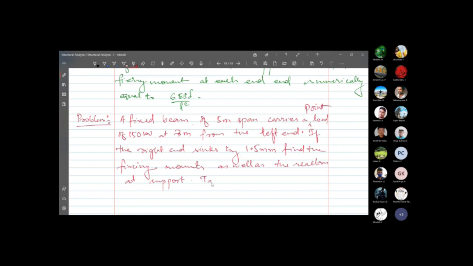Okay, take E equals to 2 into 10 to the power 8 kilonewton per meter square, and capital I equals to 10,000 cm to the power 4. So before you jump into the problem, please understand what is given in the question.